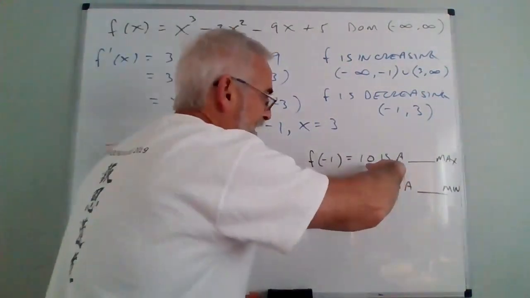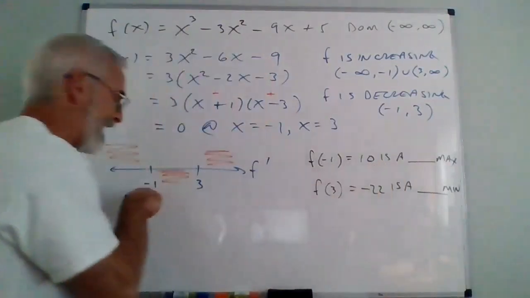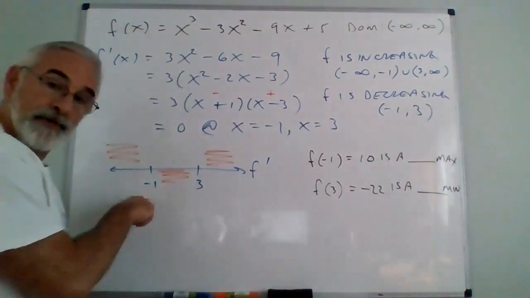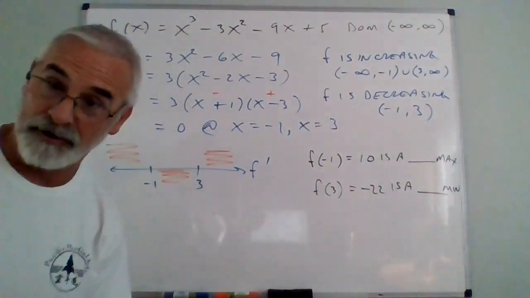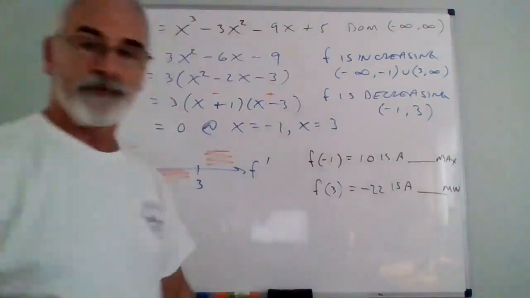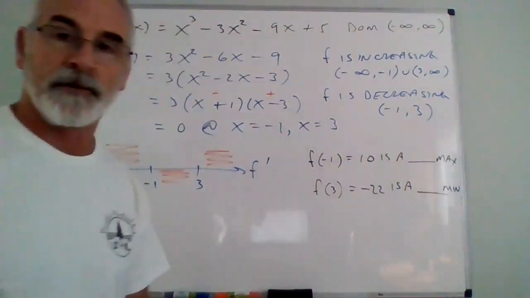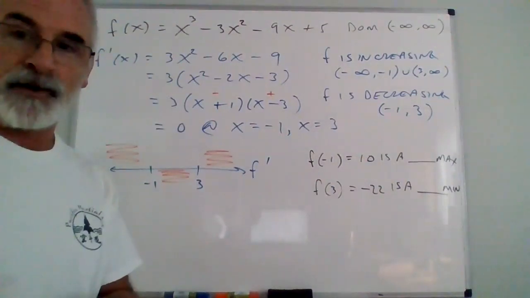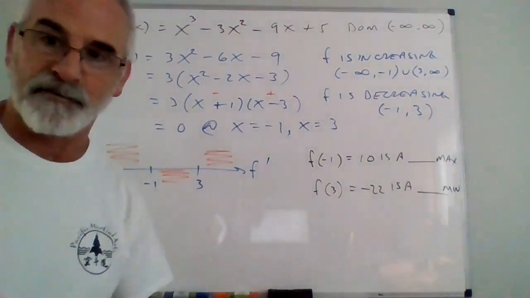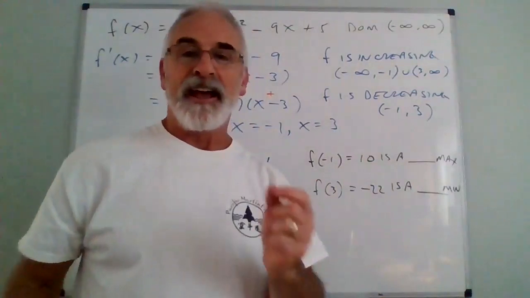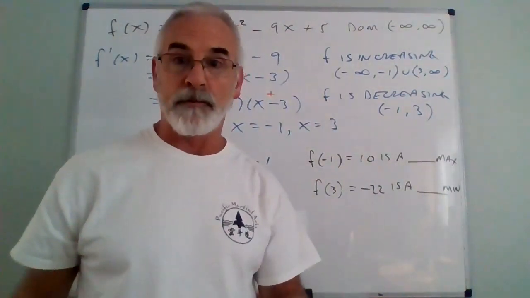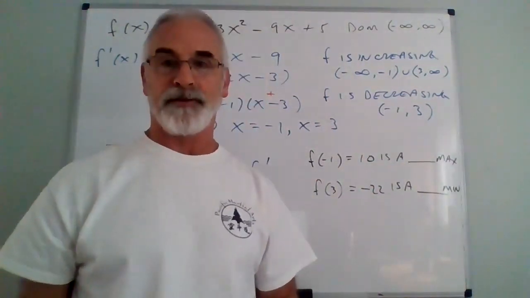Now, the max is 10. The max isn't negative one. Negative one's a critical value. Negative one is the x coordinate. 10 is the maximum. Negative 22 is the minimum. And I will say this now, and by the way, I would be saying this till the end of Calc 3 because some of them still don't get it. An extrema, a maximum or a minimum, is a y value, not an x value.